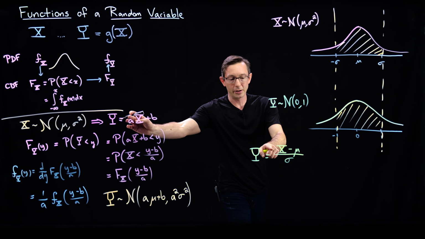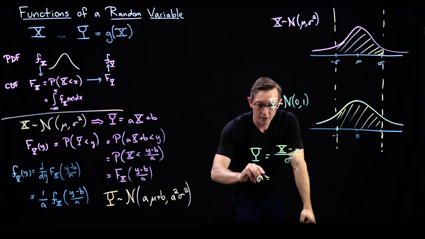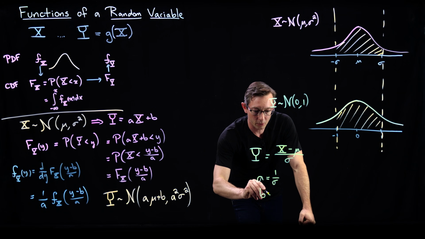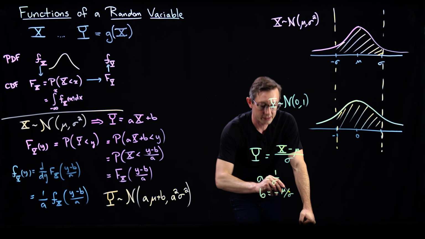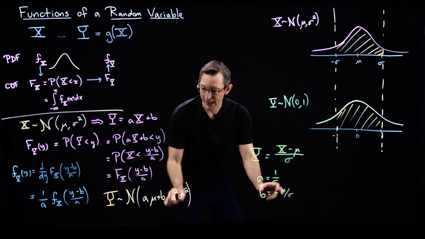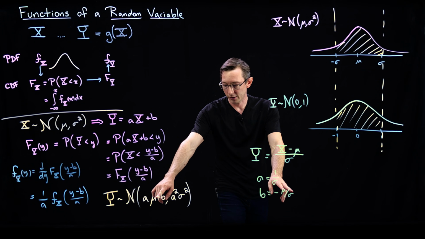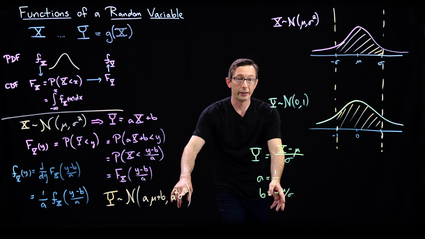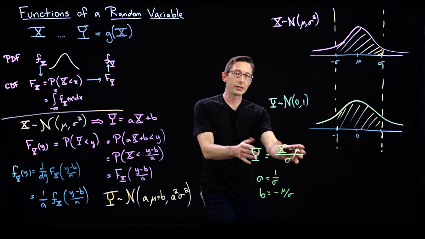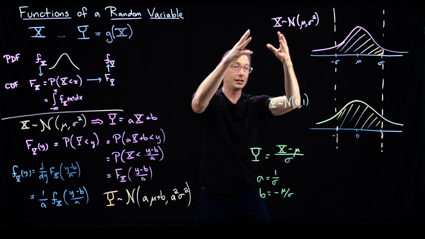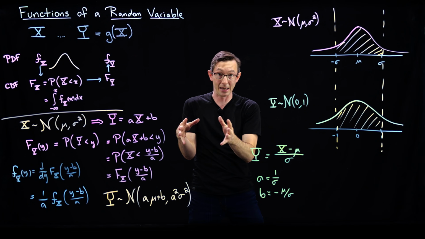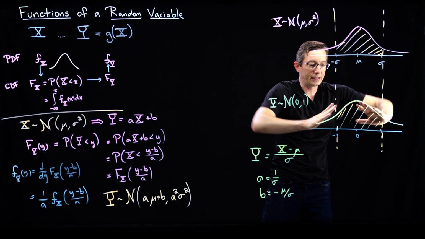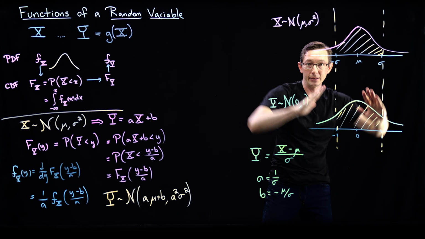So in this notation here, A would equal 1 over sigma, and B would equal minus mu over sigma. And if I take that A and that B and plug it in here, I will get essentially a mean of 0 and a standard deviation of 1. So this is the distribution. You literally just take x and shift it by mu to center it, and then you divide by sigma to bring that standard deviation from sigma down to 1.